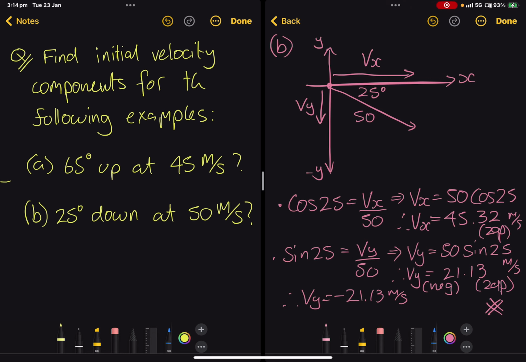But if you have an initial velocity vector where one or both of the components are in the negative directions in the plane, you should specify that, right? So you should say 25 degrees down at 50 meters a second has a velocity in x of 45.32 meters per second positive and 21.13 meters per second negative. So this is something that you should specify when you are writing your answer.